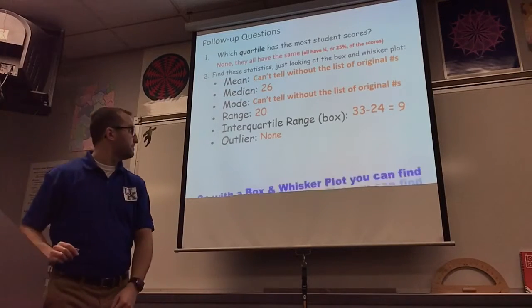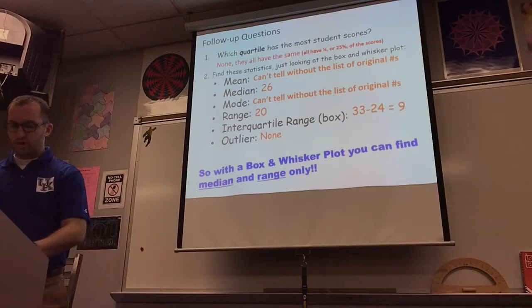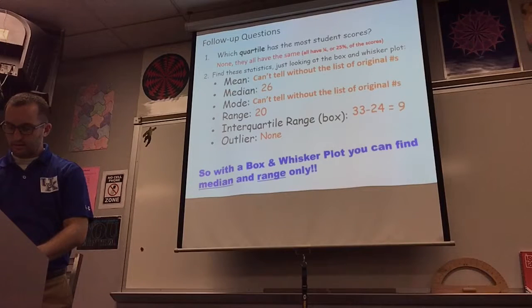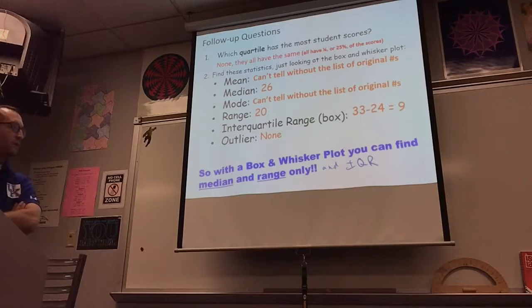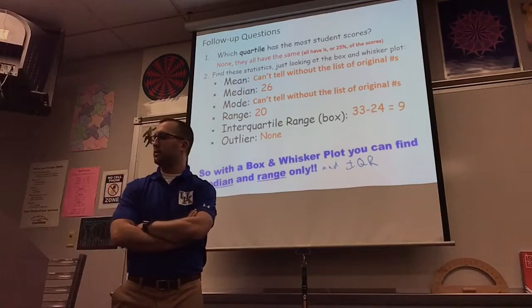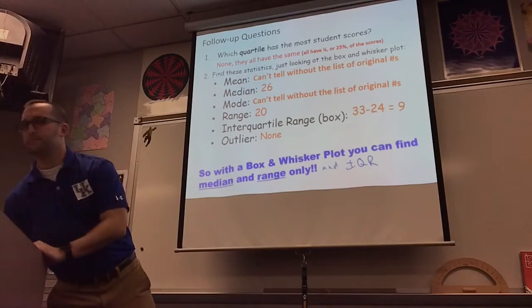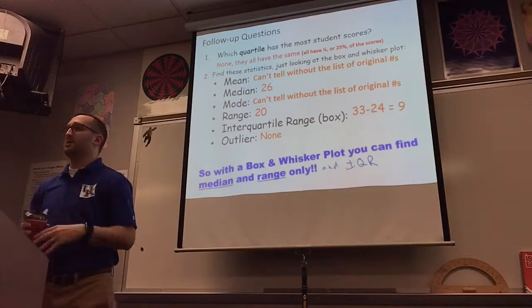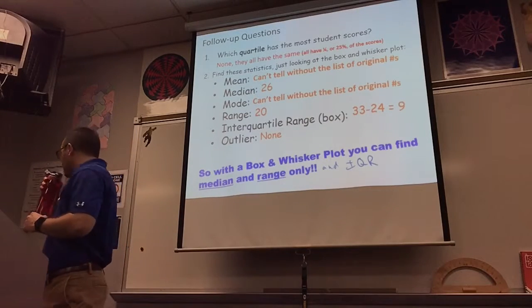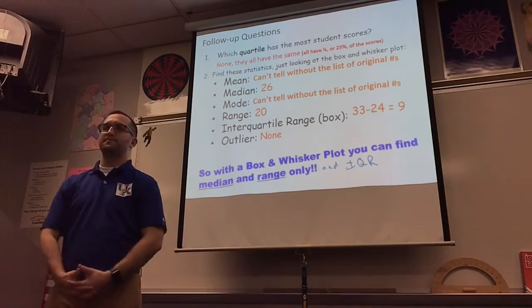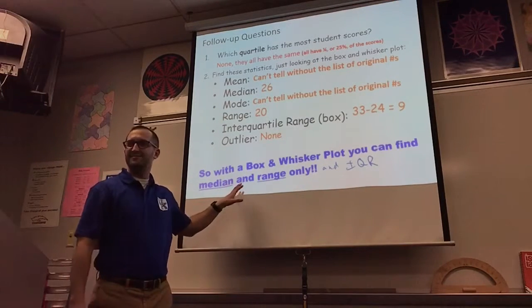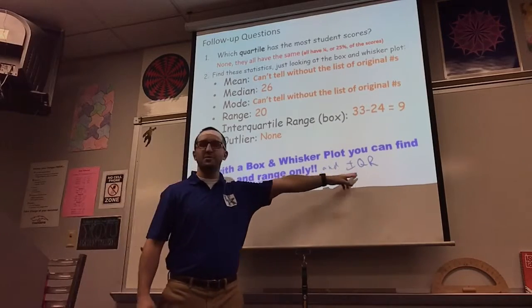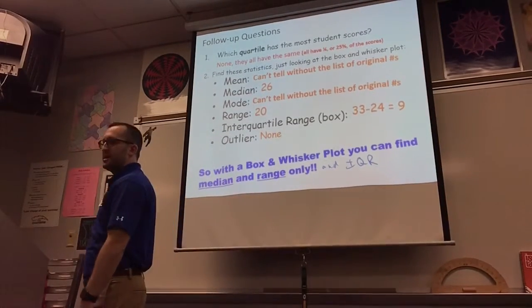So with the box plot, you can get the median, range, and IQR. That's it. With the box whisker plot, you can find the median and the range, but you can also find the IQR as well. So when we're looking at a box plot to compare data, what things can we compare? We can compare the median, the range, and the IQR, right? Those are the things we can compare because that's the information we have.